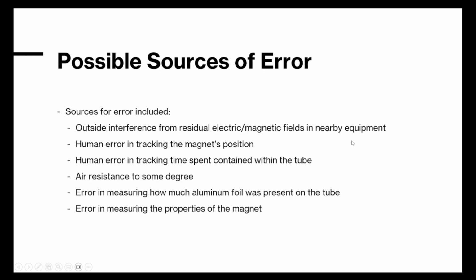So some possible sources of error: outside interference from residual electric and magnetic fields and nearby equipment, or just human error in tracking the magnet's position or tracking time spent within the tube. There's probably some air resistance to some degree that could have led to some error. And then just error in measuring the aluminum foil present on the tube, and the properties of the magnet.